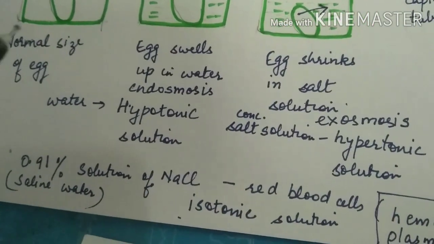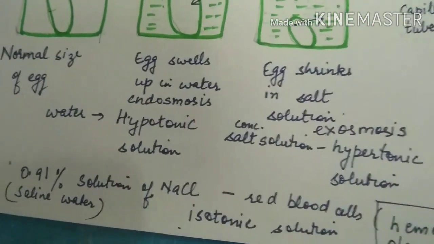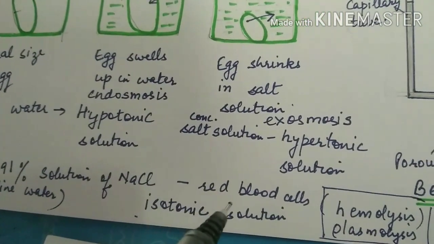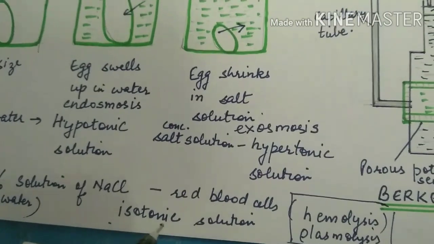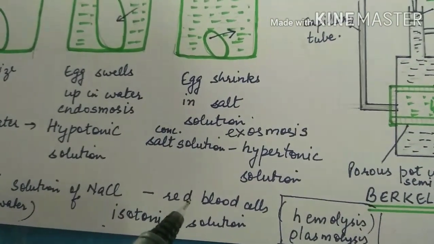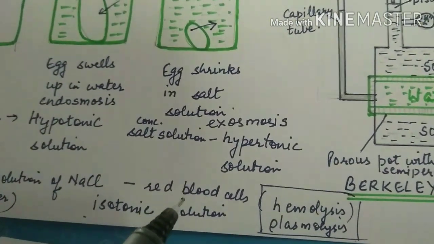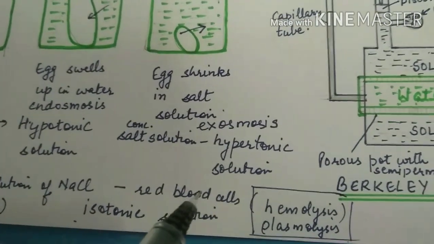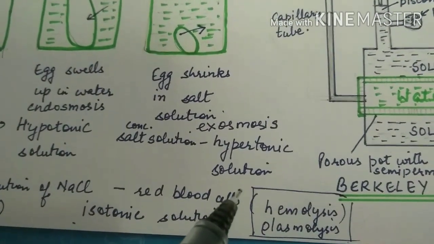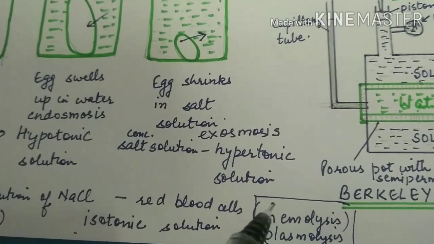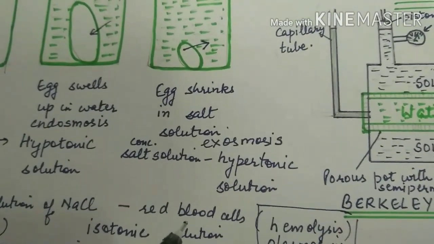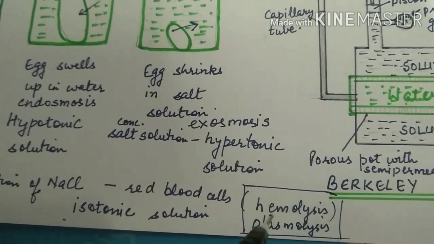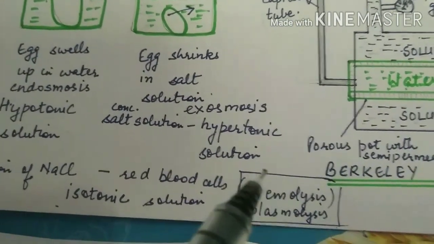A 0.91% solution of sodium chloride has the same concentration and osmotic pressure as that of red blood cells. So such a solution is called isotonic solution with red blood cells. Another interesting phenomenon you may observe is that when red blood cells are placed in hypotonic solution, water from outside may enter the red blood cells, causing the cells to swell up or even rupture. This process is called hemolysis.